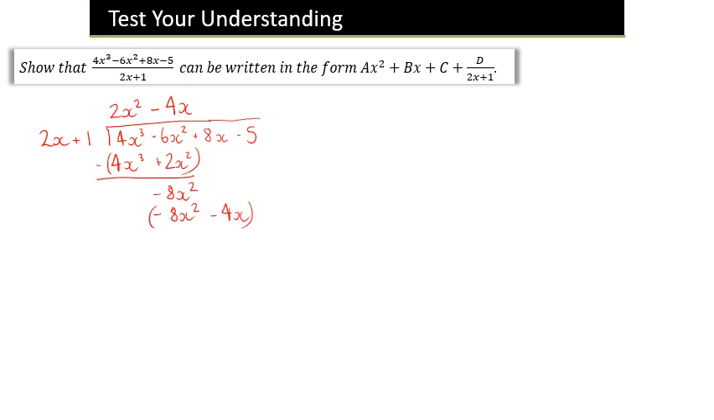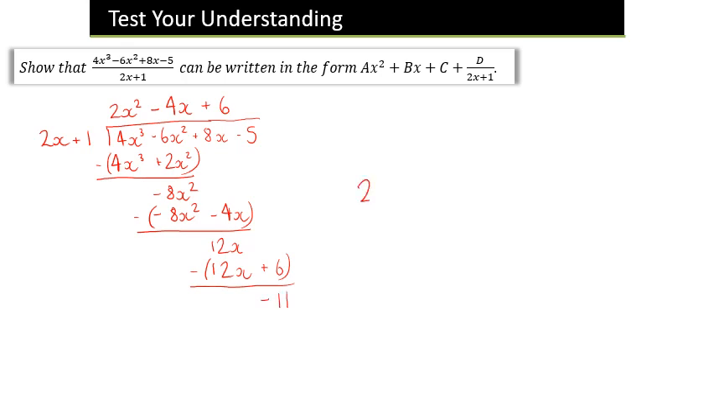I'm subtracting that off. X squareds cancel each other out. 8x take off negative 4x, so that's like plus 4x, so that gives me 12x. I now want to make 12x, so I'm going to add 6. 6 times 2x is 12x, 6 times 1 is 6. Subtract those away, x's cancel, minus 5, take away another 6, minus 11.